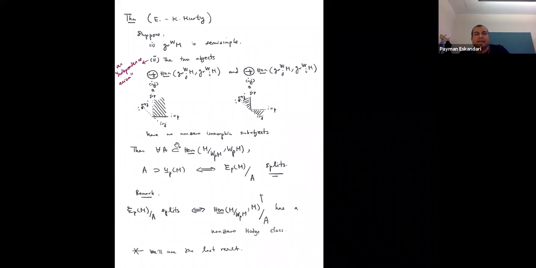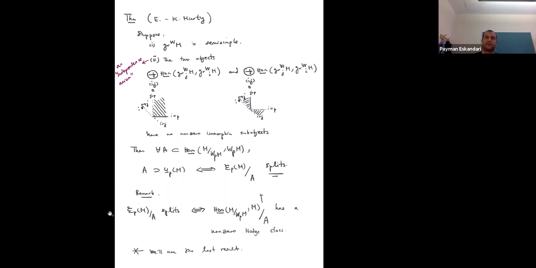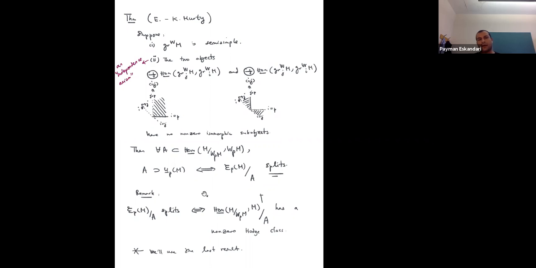What you get is that UP will actually be the smallest sub-object of this such that the quotient of this by UP splits. So this ugly condition of being in the subcategory simply becomes the statement that for any sub-object A, A contains UP if and only if this quotient extension splits. And again, splitting amounts to the existence of non-zero Hodge classes in the quotient of this thing by A, whatever A you have.